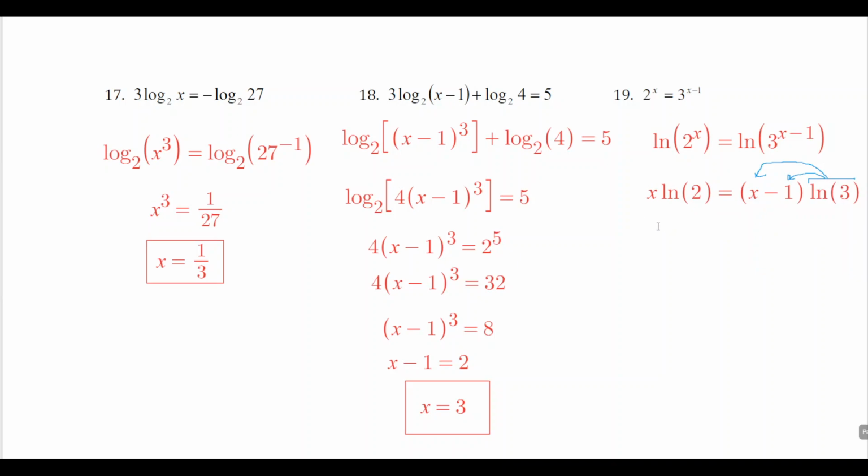So I get x times the natural log of 2. And I'm actually going to rewrite this. Maybe not. Maybe I'll just leave it like that. So equals x times the natural log of 3 minus the natural log of 3.